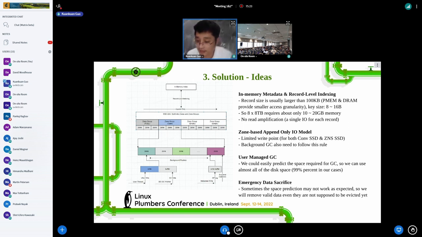Basically we enlarged the cache capacity by almost 30%. The trade-off is that we may lose some data, but the overall benefit is acceptable to us.